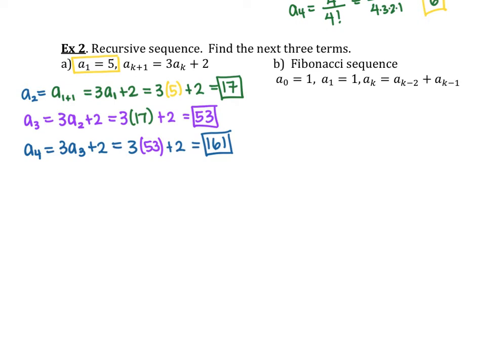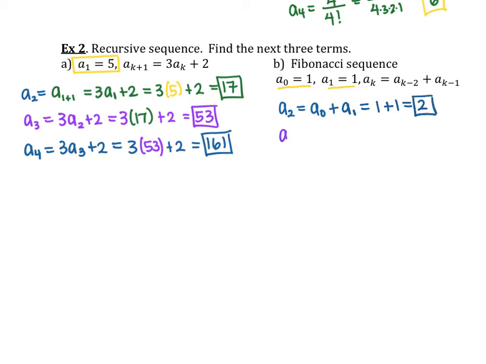So I have the 0th term, first term. I want the second term. According to this rule, that's going to equal the 0th term, 2 minus 2, plus the first term, 2 minus 1. Now from my given above, I know that the 0th term is 1 and the first term is 1. So this is going to be 1 plus 1. So the second term is 2.